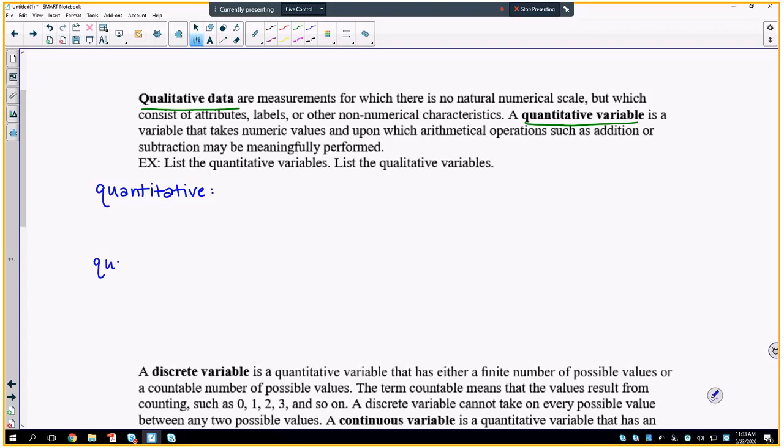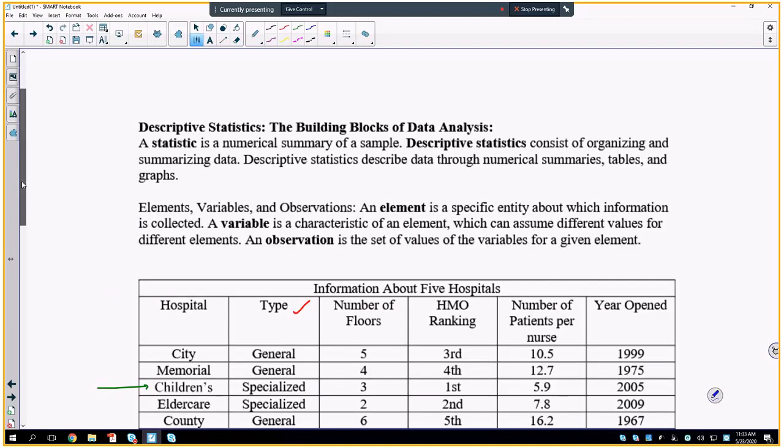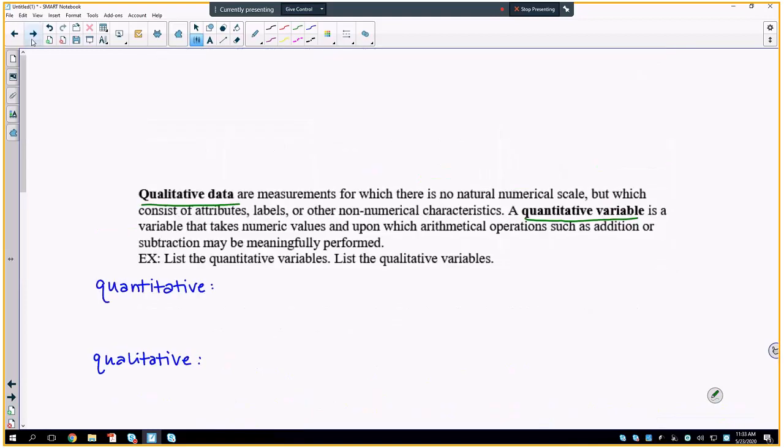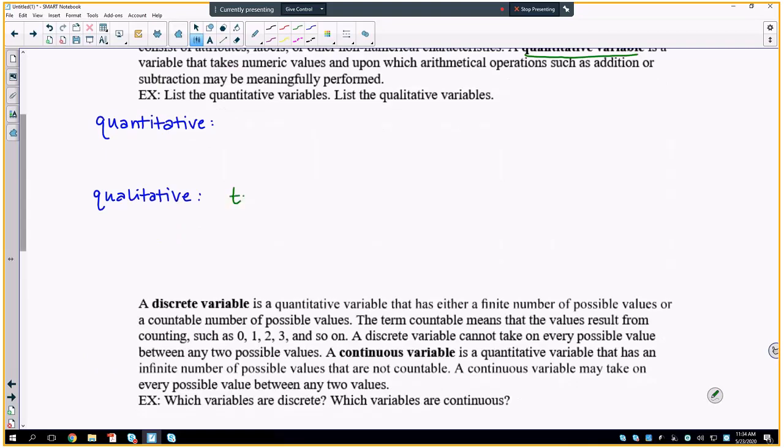And then we'll list the qualitative variables. So we might have to go back and take a look. So remember, quantitative is going to be anything that will involve numbers. So it looks like number of floors, I think, should be quantitative. The ranking, the number of patients per nurse, and the year that's open. The only qualitative variable that I see is the type. So qualitative, we said just the type of hospital, either generalized hospital or specialized hospital.